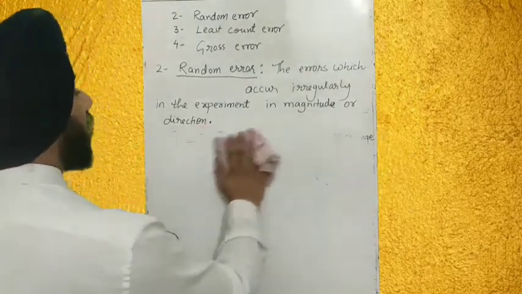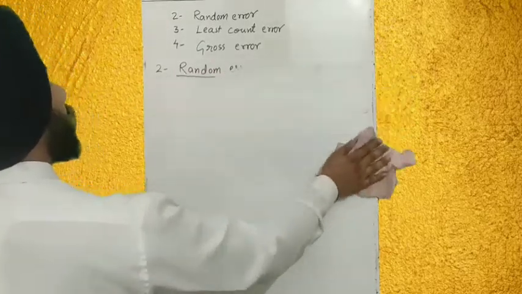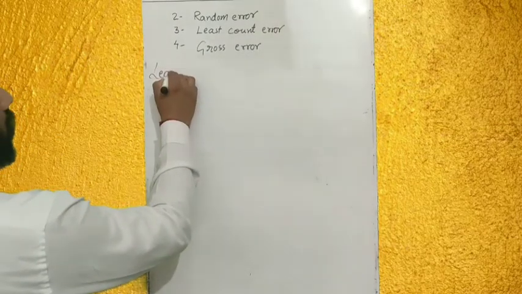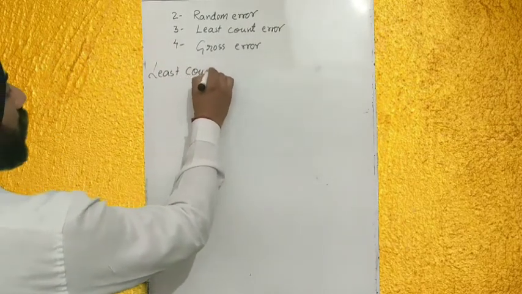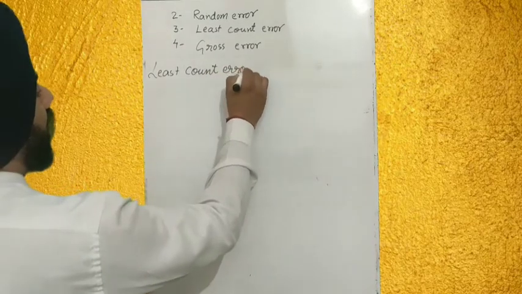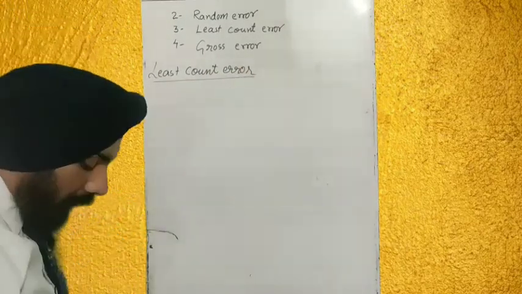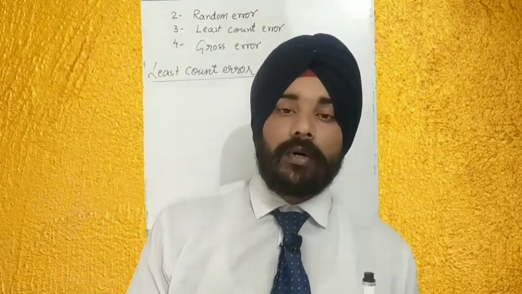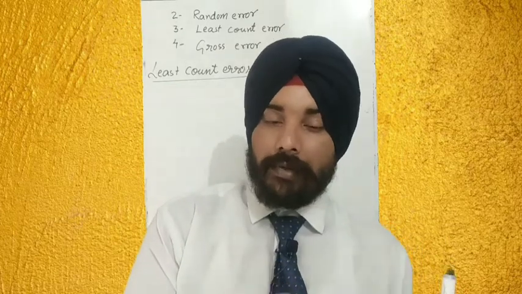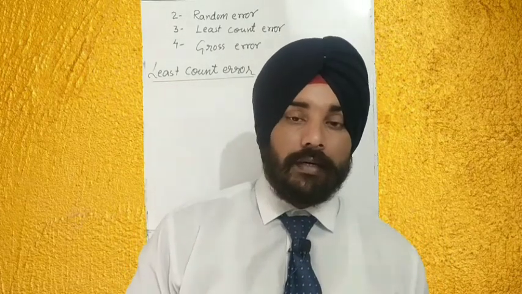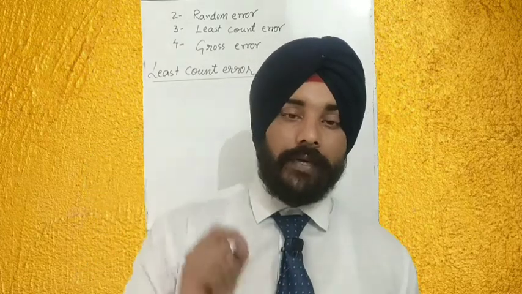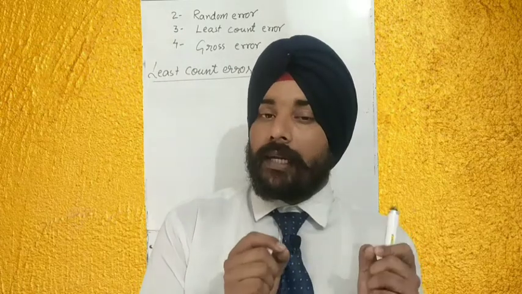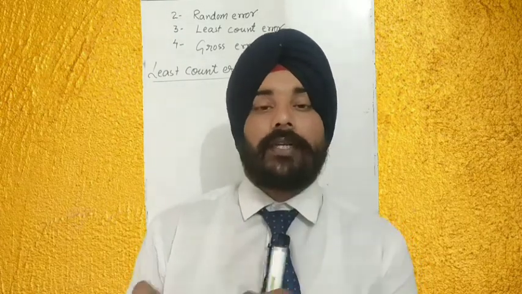Okay, after explaining the least count error and gross error, let's see what the least count error is now. Least count error. If I ask you a question, what is the smallest value, the smallest length that you can measure with your scale? Your answer will be the small division of your scale, that is 1 millimeter. So 1 millimeter is the smallest value that you can measure with your scale.